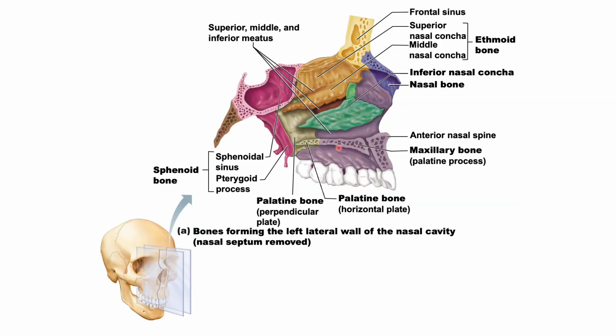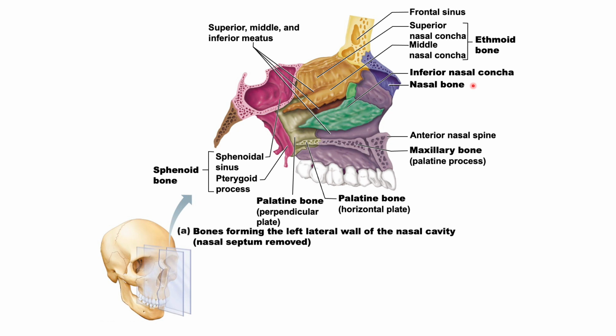Here we can see the bones forming the left lateral wall of the nasal cavity. Here is a lateral view. The nasal septum has been removed, so you can basically see the nasal conchae in relation to the ethmoid bone that we just talked about.